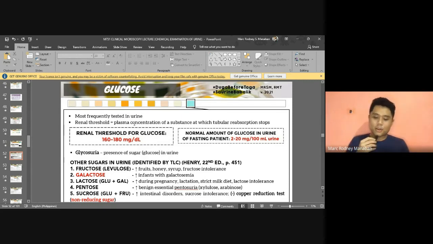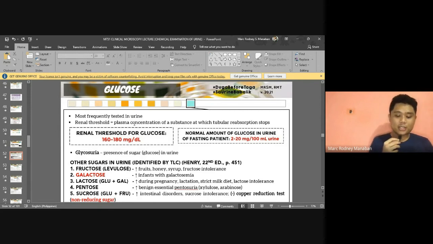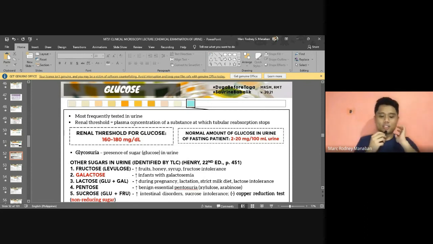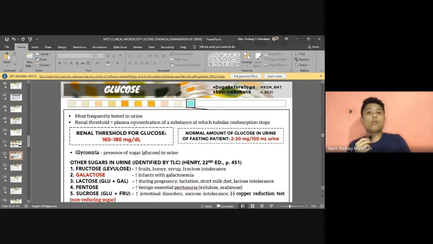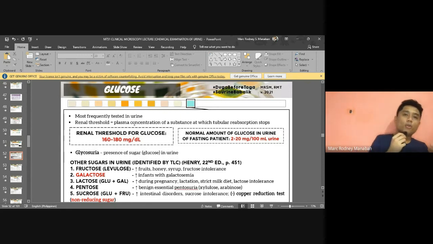Okay? Now, this is from a graph. Normal amount of glucose in urine of a fasting patient, as you can see, is 2 to 20 mg per 100 ml of urine. So it's quite little in a fasting patient. Now, glycosuria is the presence of sugars in your urine. So when you say presence of sugars, it's glucose and the other sugars, okay? But if it's only glucose, the term is glucosuria. But glycosuria takes into account the other sugars found in your urine, not only glucose, okay?